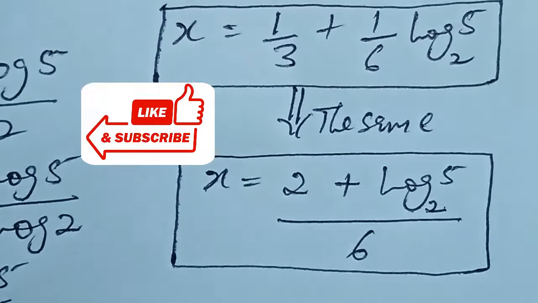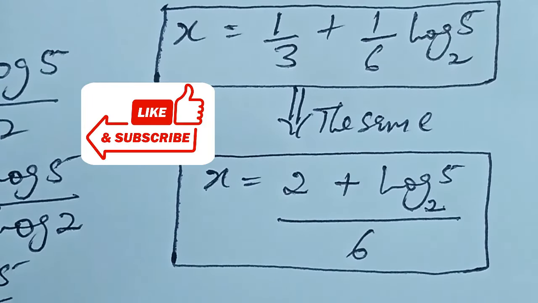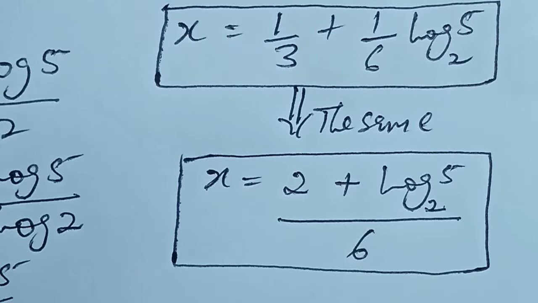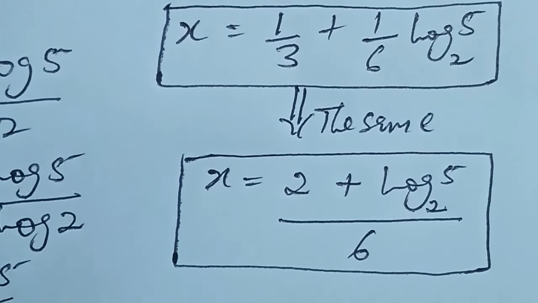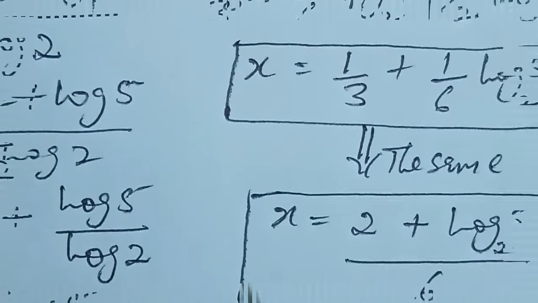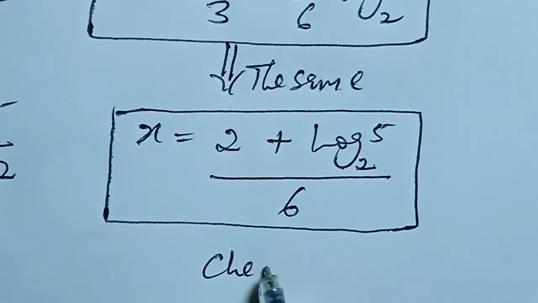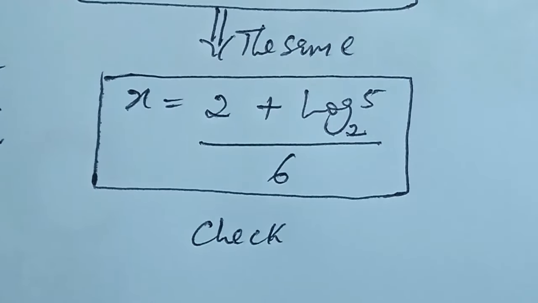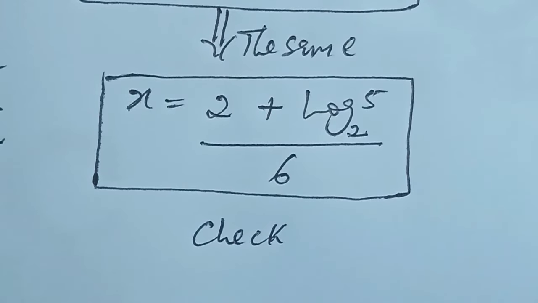So we have two values of x, they are the same. It's only the form that has been written down that makes it look different. Okay, they are the same. These are just mathematical expressions. Check. Let's verify the value of x to see whether it satisfies our earlier question.